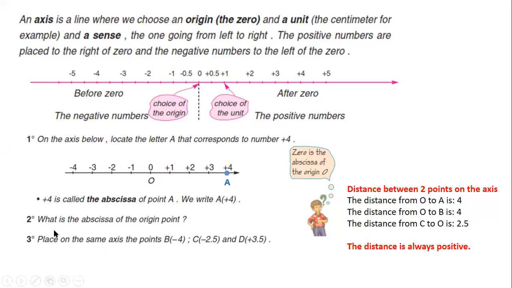Now, I want to ask, please, Dana. Yes, Dana. What is the abscissa of the origin point, Dana? Dana? Okay, I want to ask Carlo. Yes, Carlo. Carlo? Can I answer? Carlo?